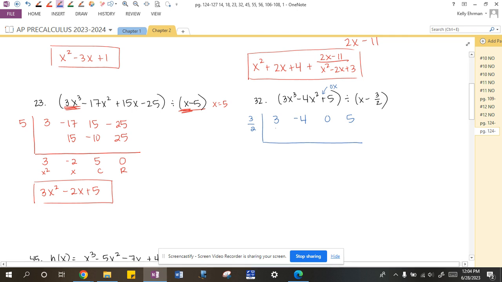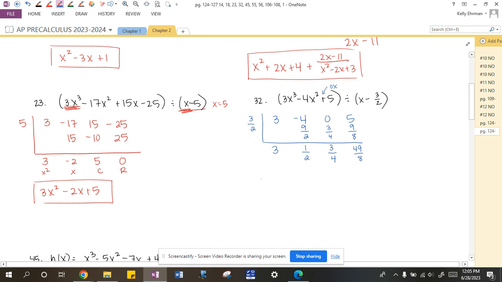So anyway, drop down the 3. 3 times 3/2 is 9/2. Think of this as negative 8 over 2 plus 9 over 2. That's 1 over 2. 3/2 times 1/2 is 3/4. 0 plus 3/4 is 3/4. 9/8. Think of this as 5 is 40 over 8 plus 9 over 8 is 49 over 8.